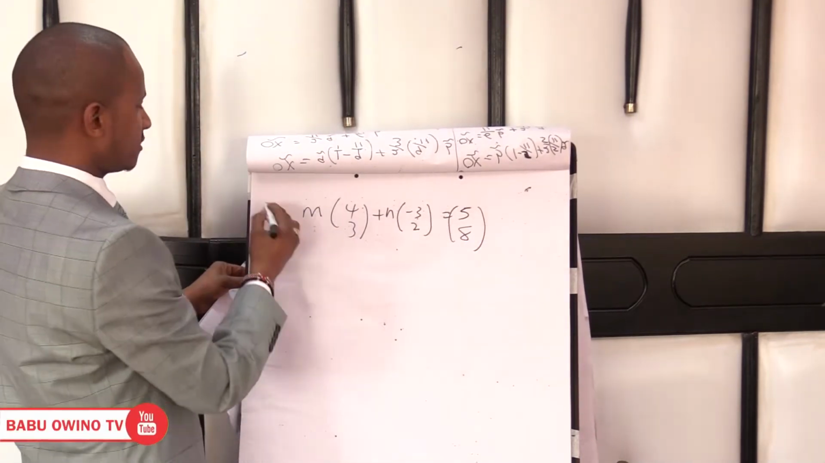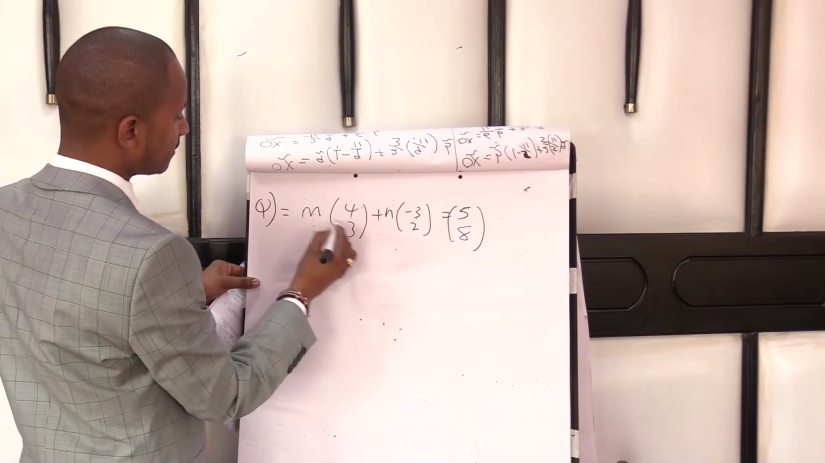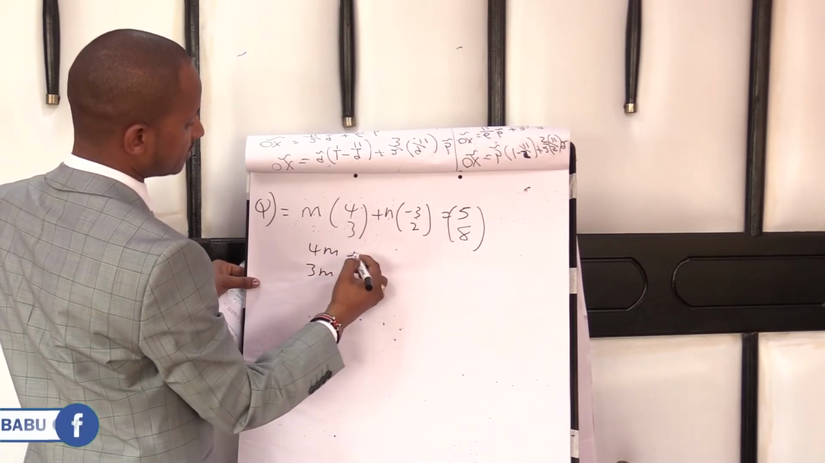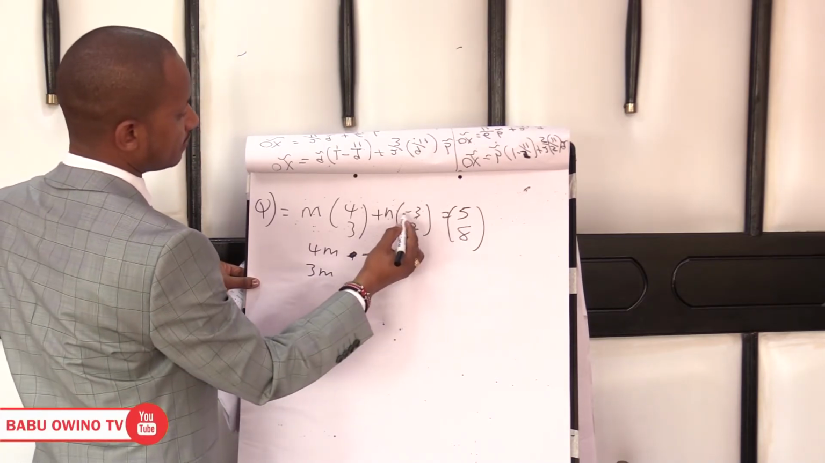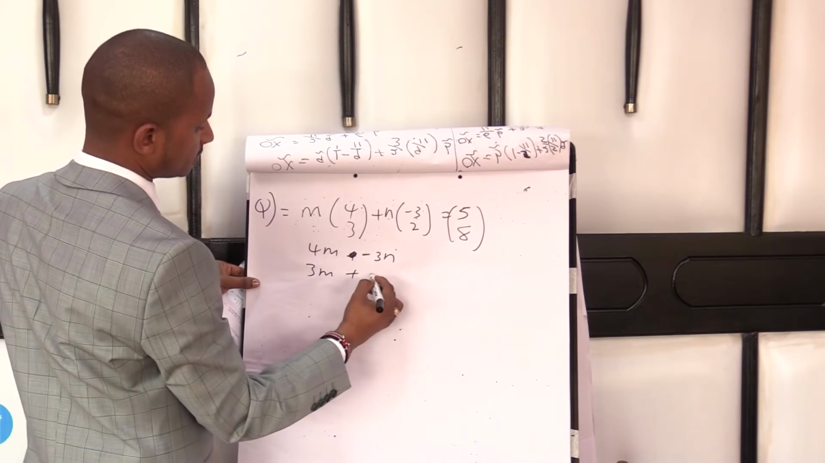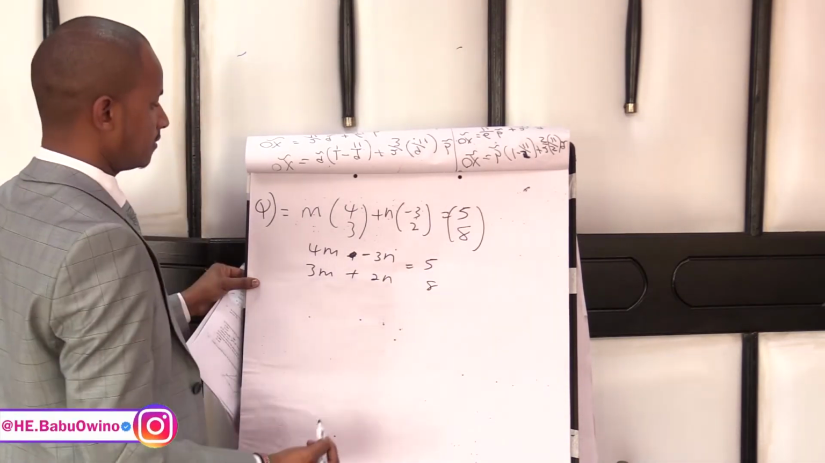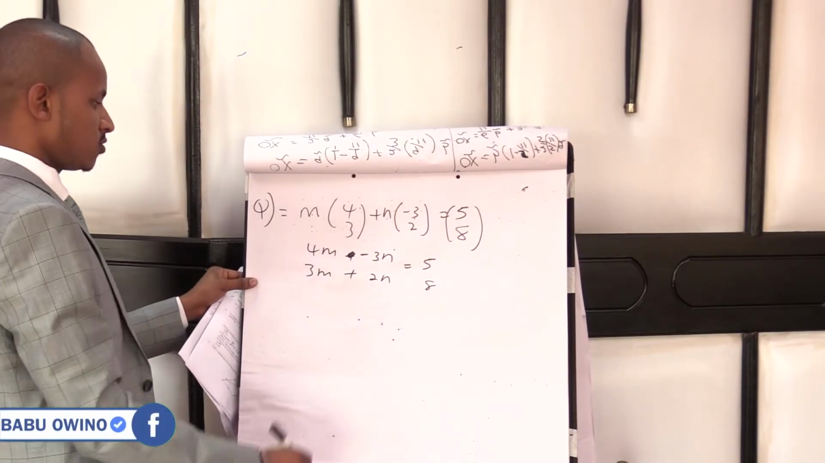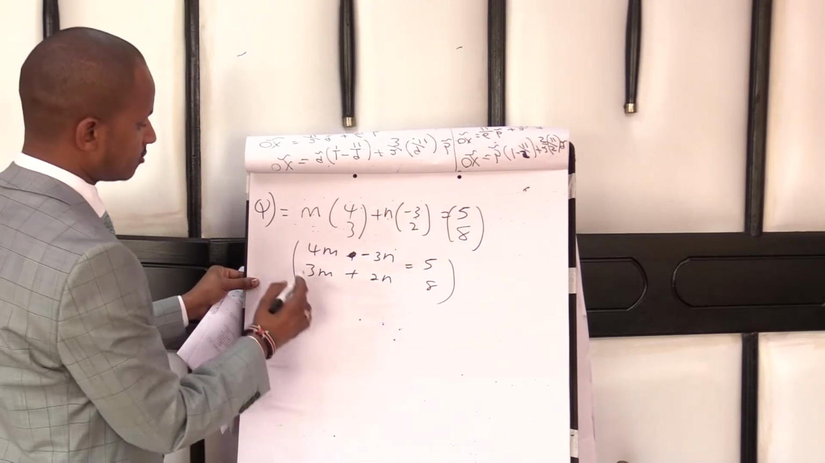So just open this bracket. M times 4 is 4m, m times 3 is 3m, plus n times minus 3 is minus 3n, then n times 2 is plus 2n equals (5, 8). So this is simply simultaneous equations. We can solve it by elimination method.